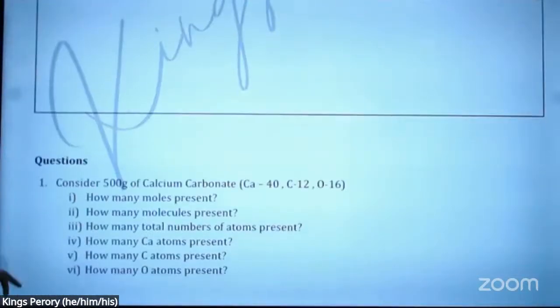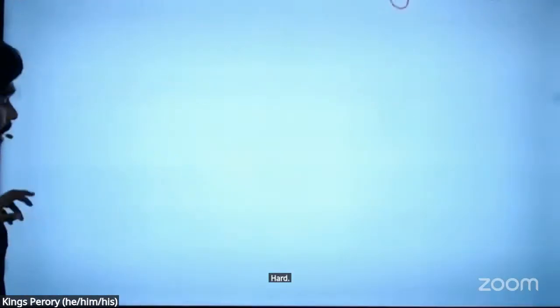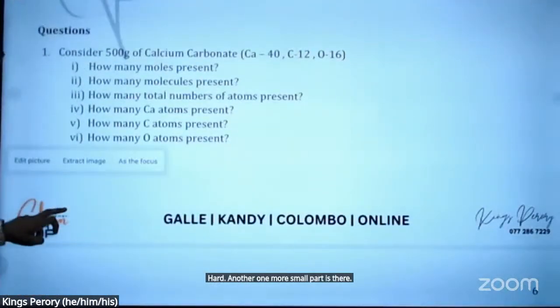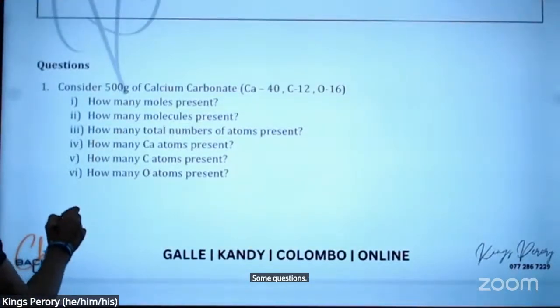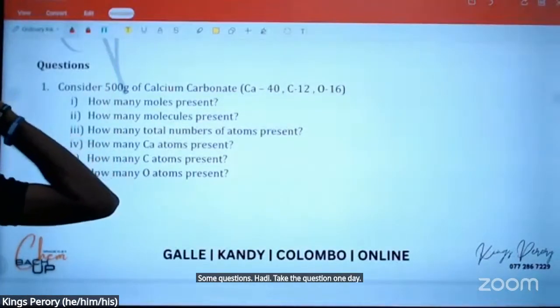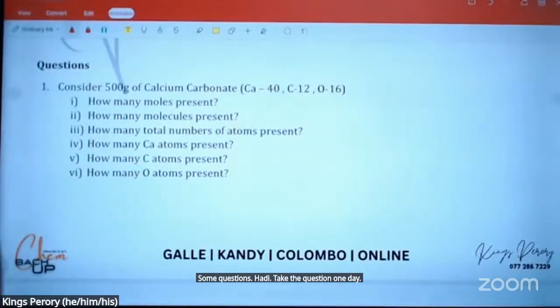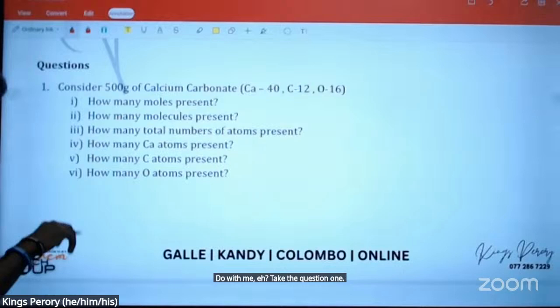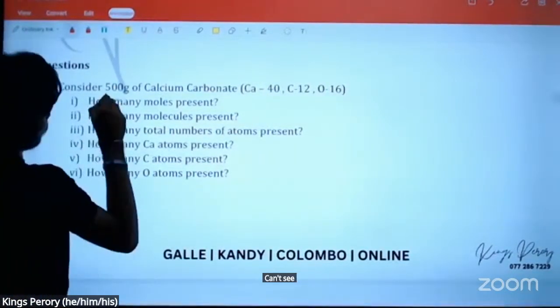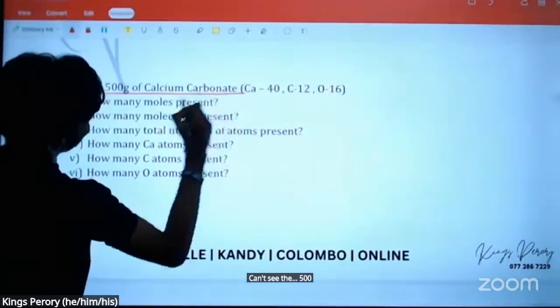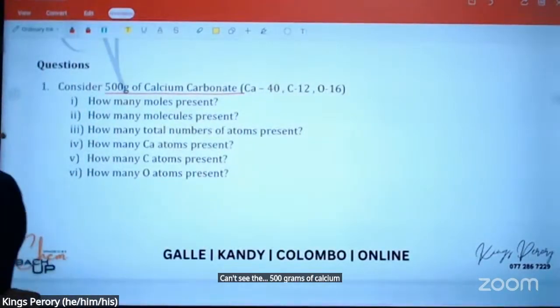Hurry. Another small part is there, but we can start some questions. Take question 1. Do with me. Do faster than me. Consider 500 grams of calcium carbonate.